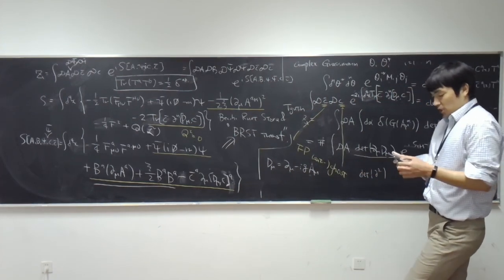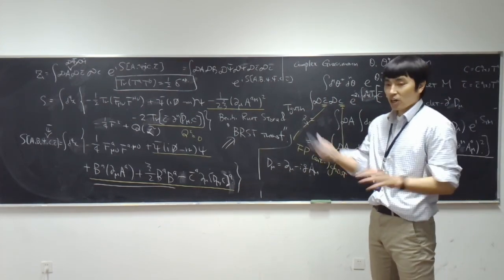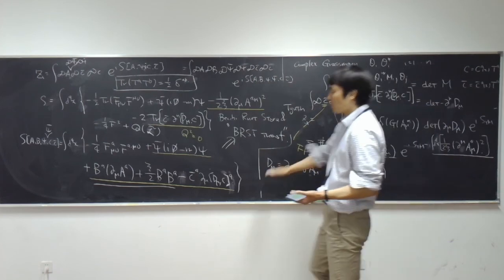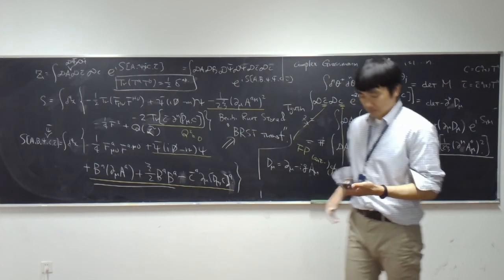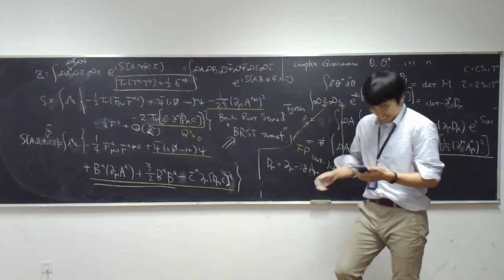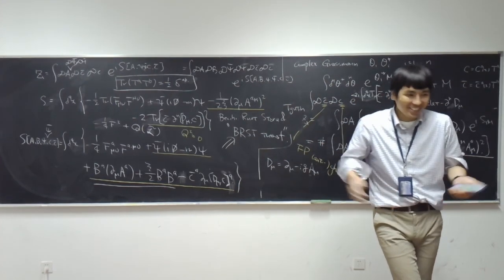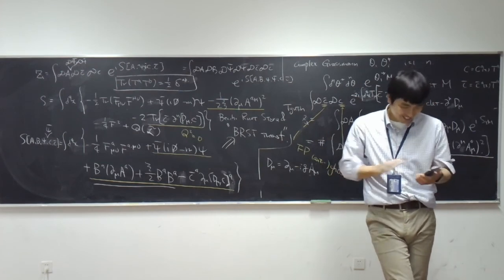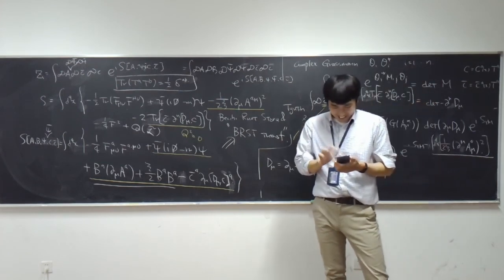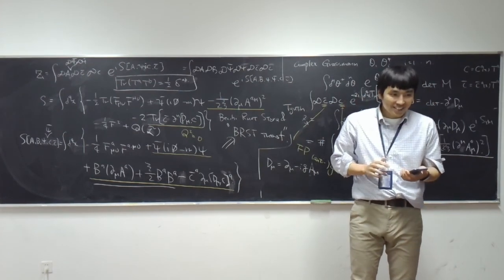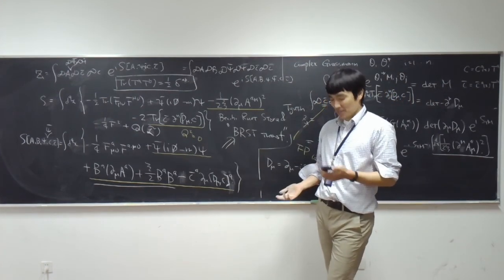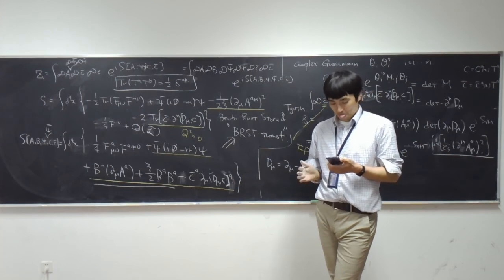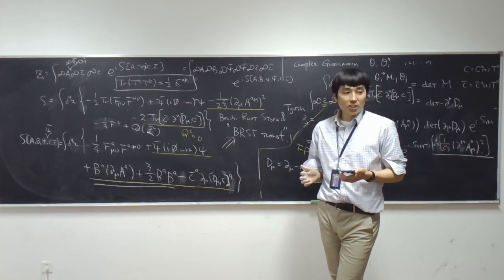Any other questions? You can solve problem 3 so that you can understand why we introduce the B field. That's why I stop here. You can solve the homework, and then you understand what BRST transformation means. Any other questions?